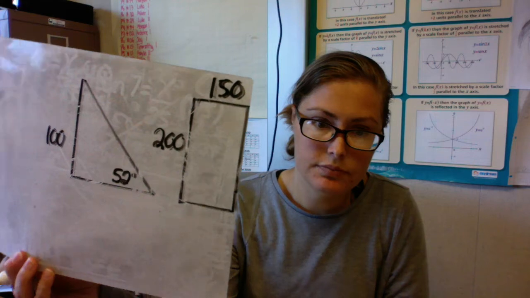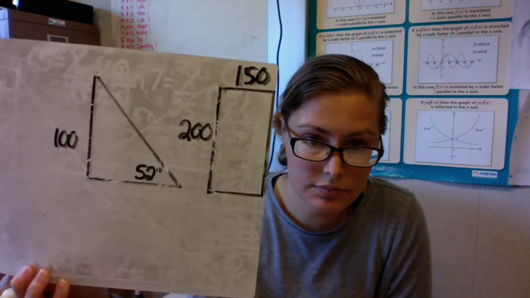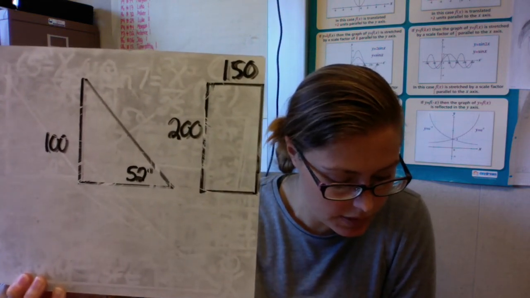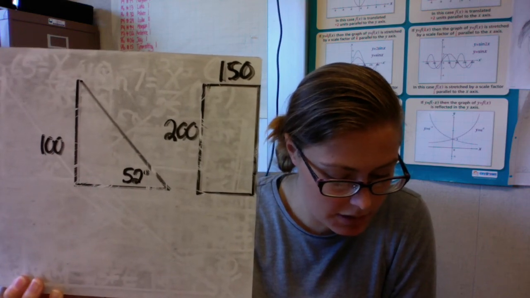But he isn't sure if he has enough room in his backyard. His backyard is a rectangle with dimensions 150 by 200. Does he have enough room to build the pyramid? Why or why not?